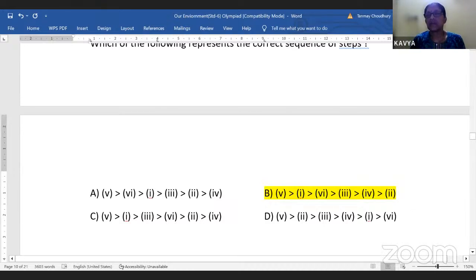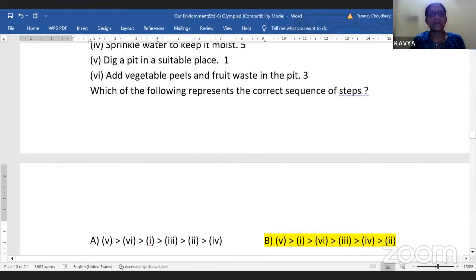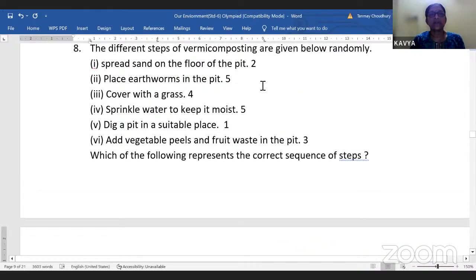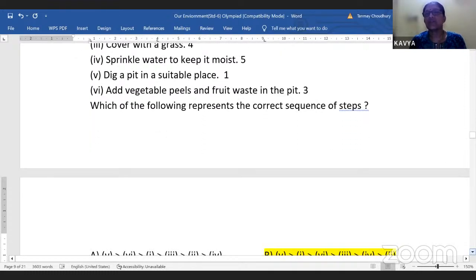So we'll go through it again. First, dig a pit, then spread some sand, then add the vegetable peels and all that, then cover it with grass, then sprinkle some water and place earthworms in it. So this is the correct sequence of vermicomposting. Mainly composting and vermicomposting are the same, except in vermicomposting you have to add earthworms to it. Earthworms will hasten the process. It will make it quicker.